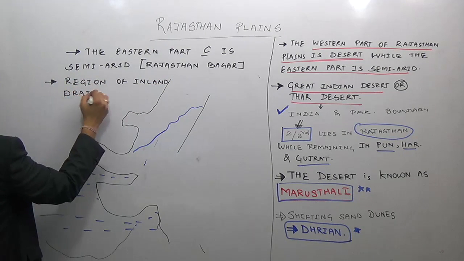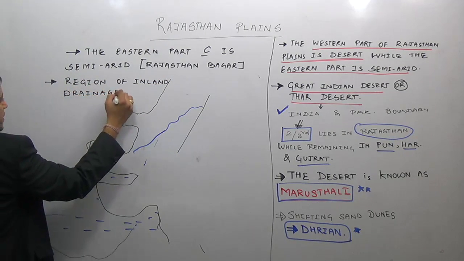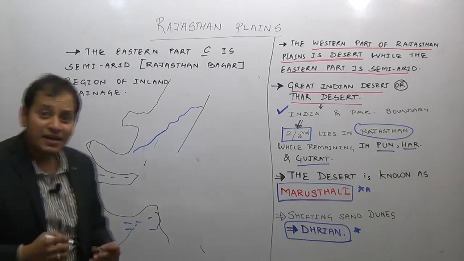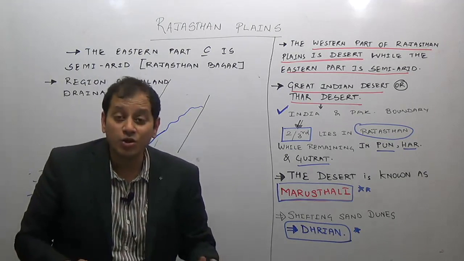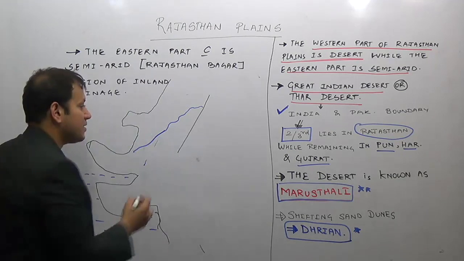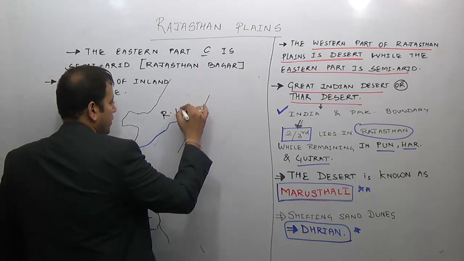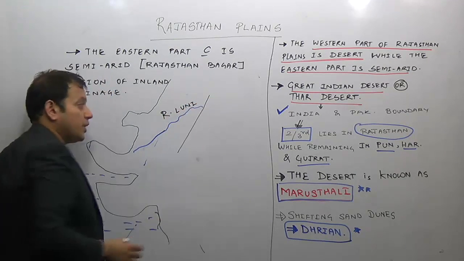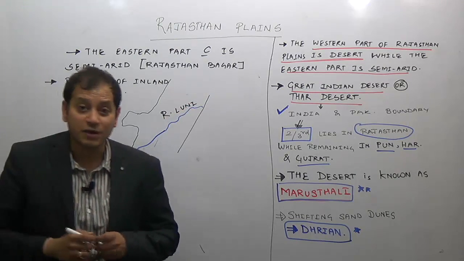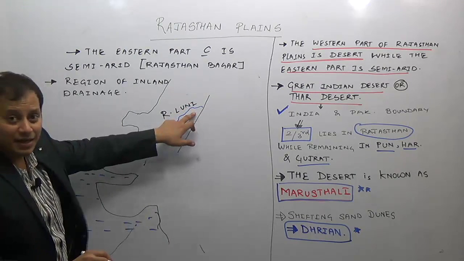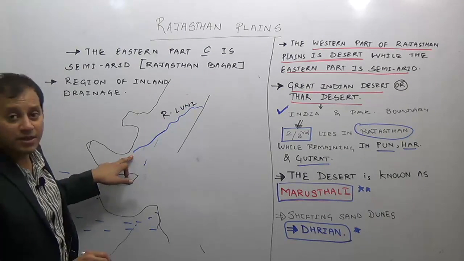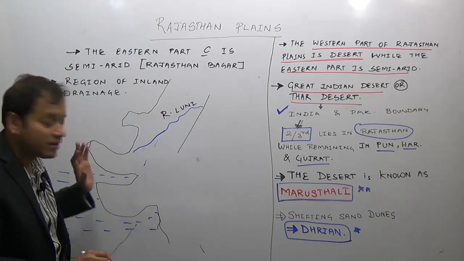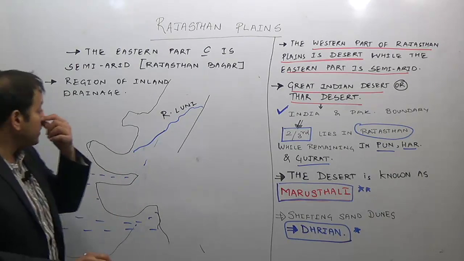It is a region of an inland drainage system. Now, in this inland drainage system, the most important river of Rajasthan is river Luni, which originates in the Aravalli and drains into the marshy land and does not meet the Arabian Sea. So this is the river Luni.